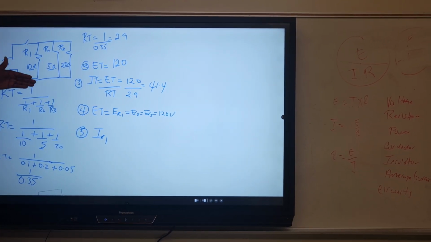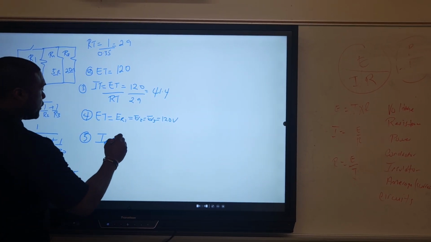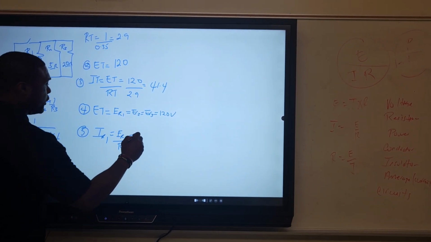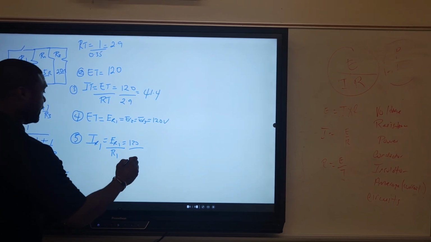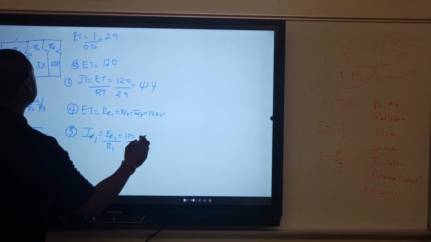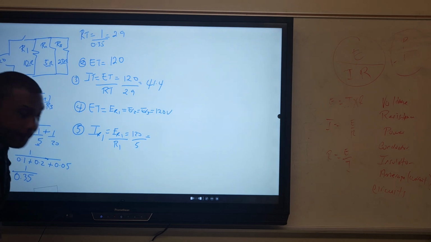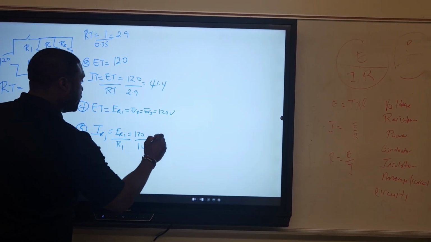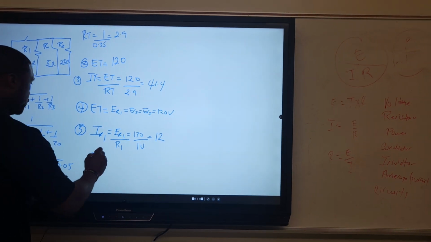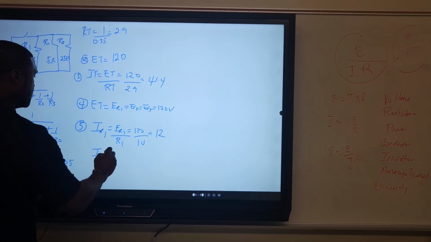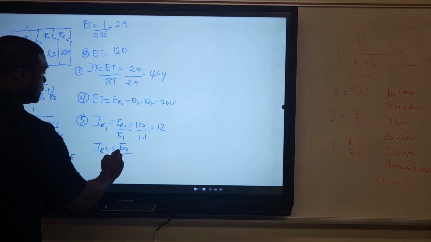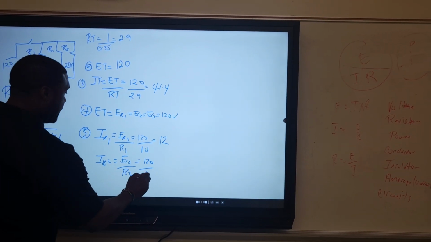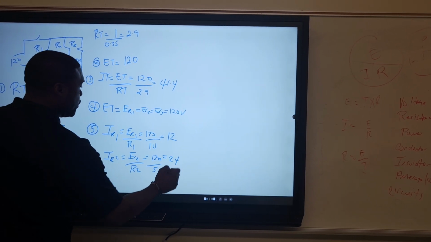Now step number 5 is to find my IR1, which is the current flowing in each branch. That will be equal to my voltage at that branch divided by my resistance, which is equal to 120 divided by 5. That equals 20. I'm sorry, this will be 10. So let me erase that. That's 120 divided by 10. And that's equal to 12. IR2 is equal to ER2 divided by R2, and that's equal to 120 divided by 5, and that's equal to 24.